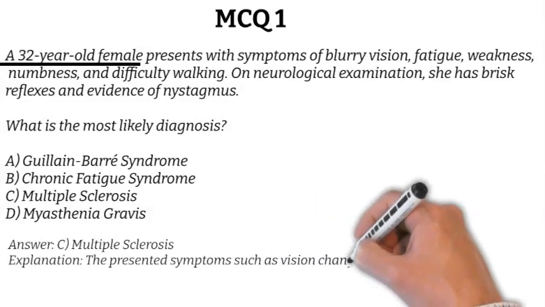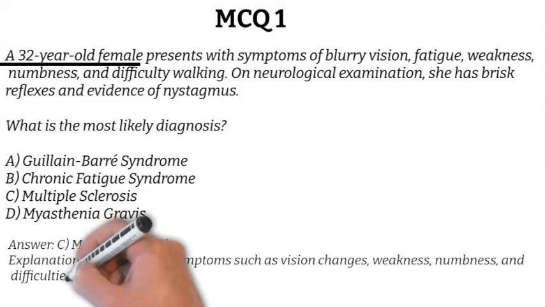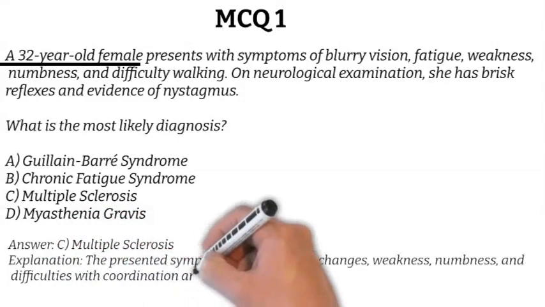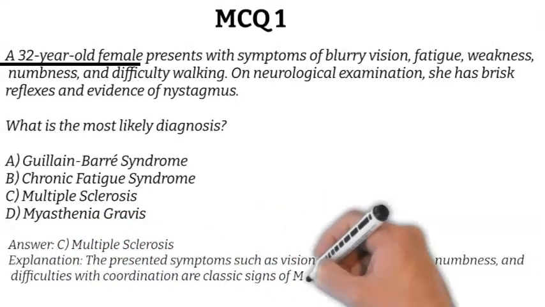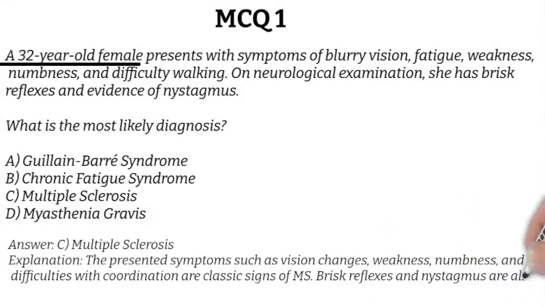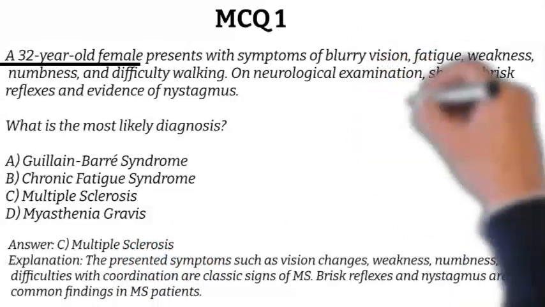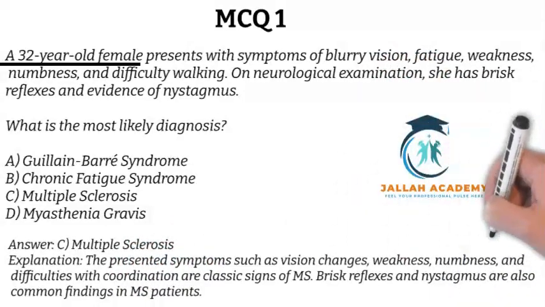The presented symptoms such as vision changes, weakness, numbness, and difficulty with coordination are classic signs and symptoms of multiple sclerosis. Brisk reflexes and nystagmus are also common, and 32 female. So basically, it's 100% multiple sclerosis.